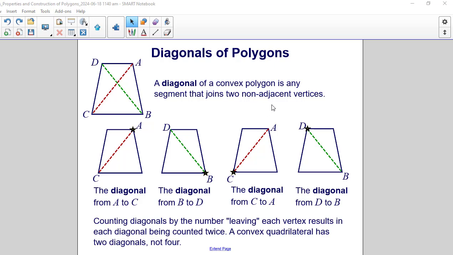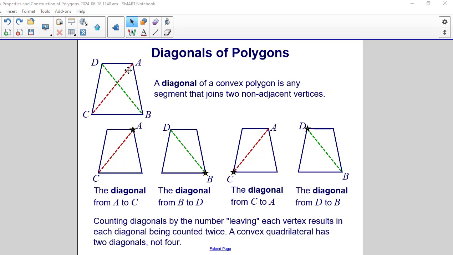The other word I want to talk about is adjacent. Adjacent vertices. Adjacent vertices are vertices that are next to each other. So like C and B are adjacent. They're already connected with a line segment. Non-adjacent vertices would be vertices like C and A. Okay, they're not adjacent, so there's no line segment connecting them.